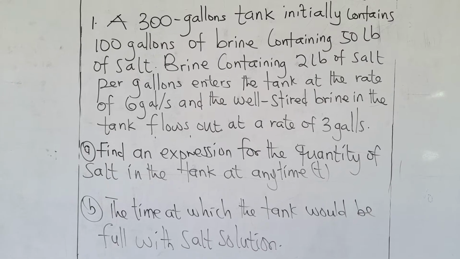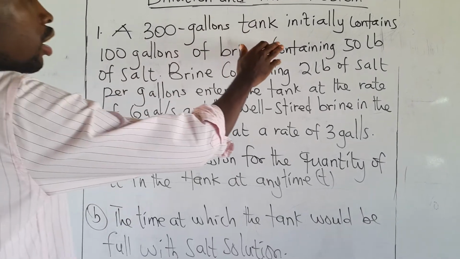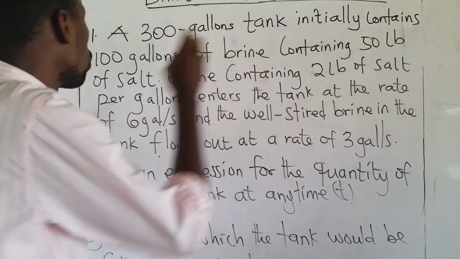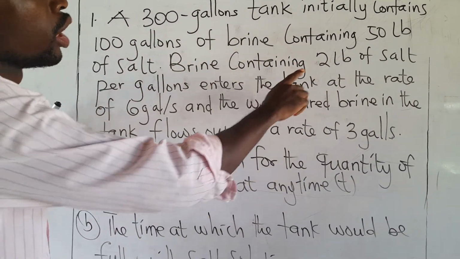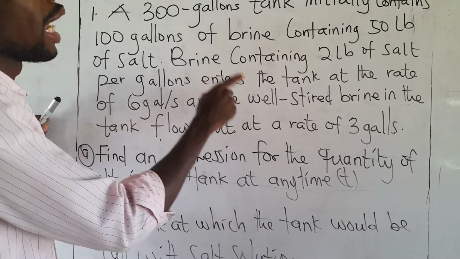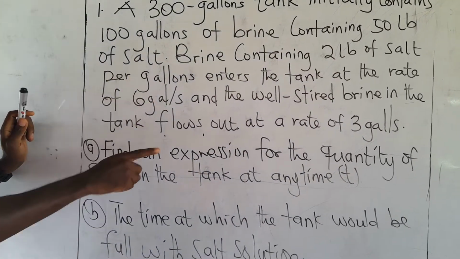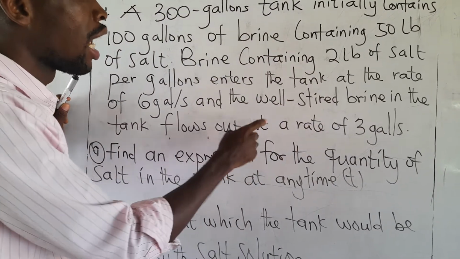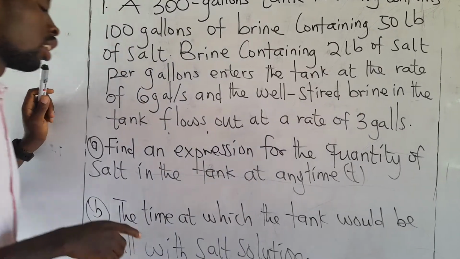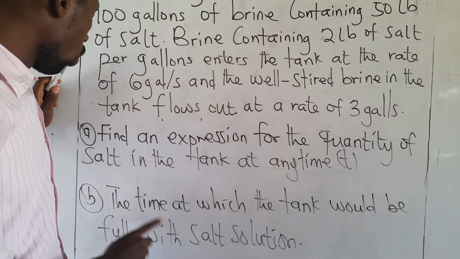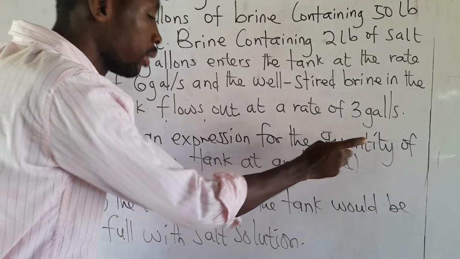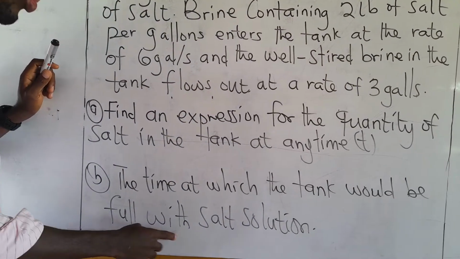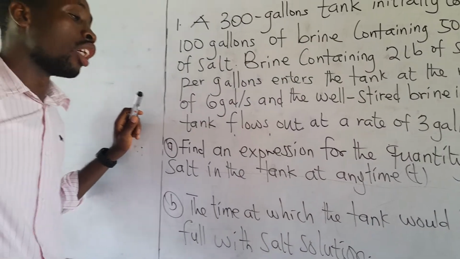So look at our first example. They say a 300-gallon tank initially contained 100 gallons of brine containing 50 pounds of salt. A brine containing 2 pounds of salt per gallon enters the tank at a rate of 6 gallons per second. And the well-stirred brine in the tank flows out at a rate of 3 gallons per second. Find an expression for the quantity of salt in the tank at any time t. Then B, the time at which the tank will be full with salt solution. So we'll try to find a solution to this.